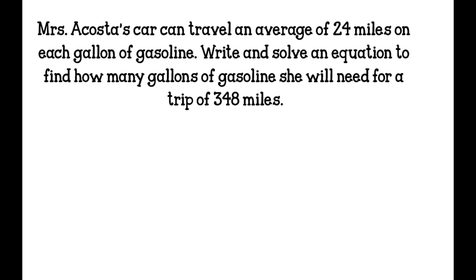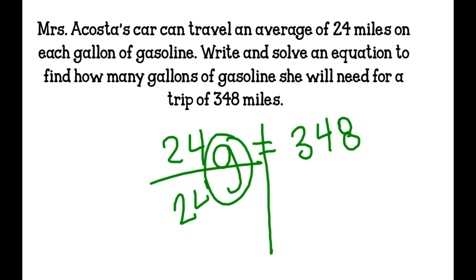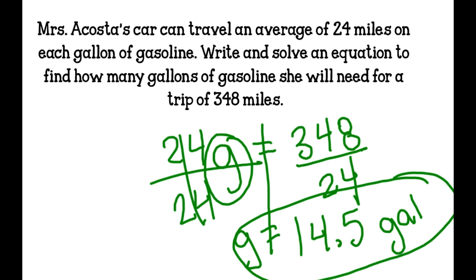Mrs. Acosta's car can travel an average of 24 miles on each gallon of gasoline. Write and solve an equation to find how many gallons of gasoline she will need for a trip of 348 miles. So you take 24 times the number of gallons of gasoline, and that equals 348. So you draw your balance, circle your variable. This is multiplication, so we use division to get rid of the 24. And that becomes 1, so we have G equals 348 divided by 24 is 14.5 gallons. So I circle it, and that's my answer.